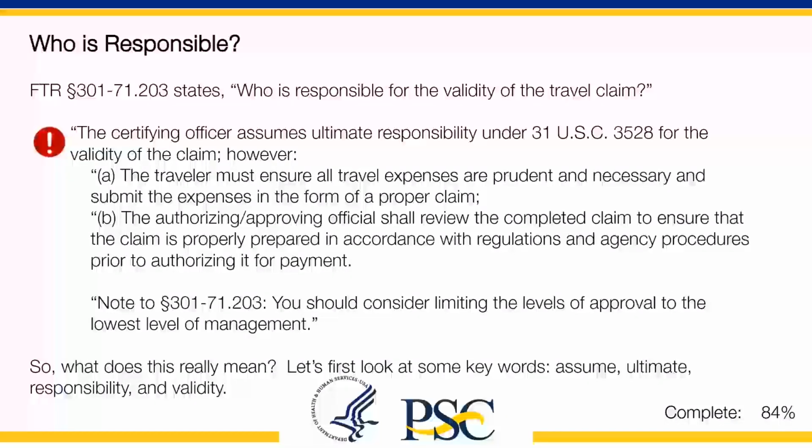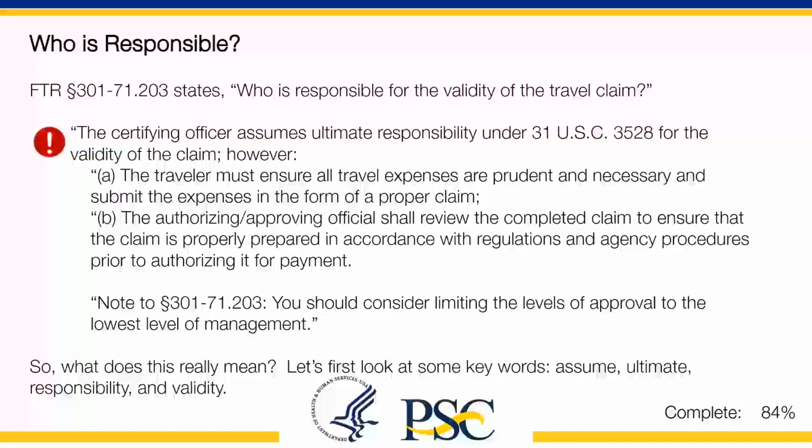A. The traveler must ensure all travel expenses are prudent and necessary and submit the expenses in the form of a proper claim. B. The authorizing/approving official shall review the completed claim to ensure that the claim is properly prepared in accordance with regulations and agency procedures prior to authorizing it for payment. Note to Section 301-71.203, you should consider limiting the levels of approval to the lowest level of management.